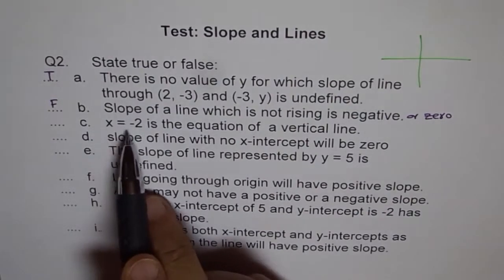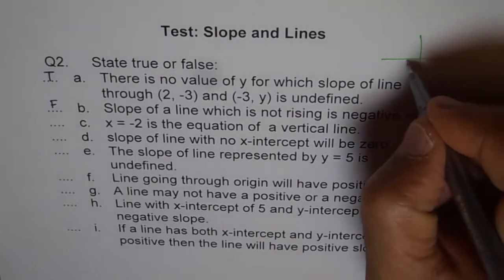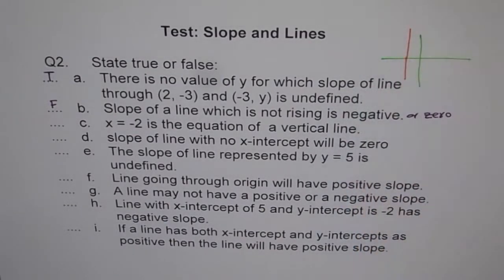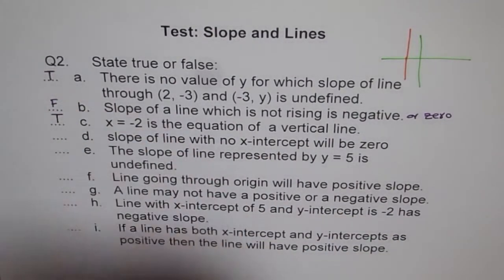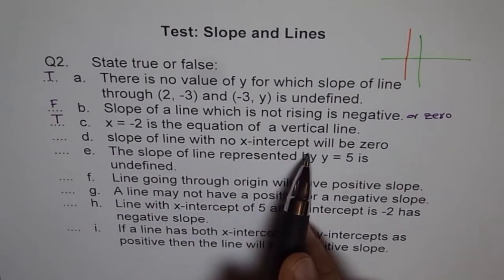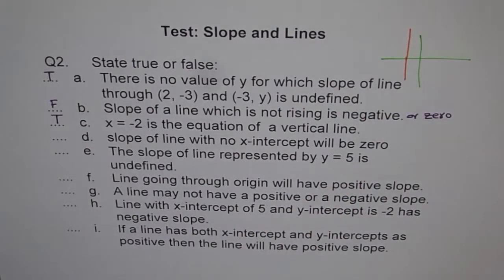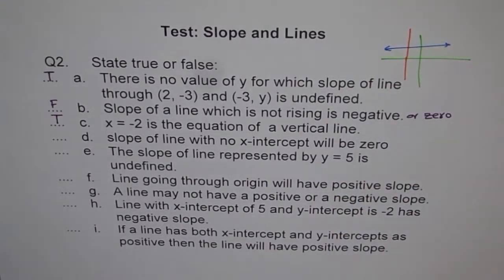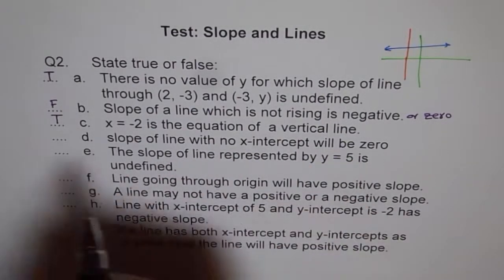C. x equals -2 is the equation of a vertical line. Let's say this is -2 for us, and that's x equals -2. At every point x is -2, so it is a vertical line. True. D. The slope of a line with no x-intercept will be 0. No x-intercept means it has to be horizontal, right? So it could be like this. Horizontal, no x-intercept. That is true.